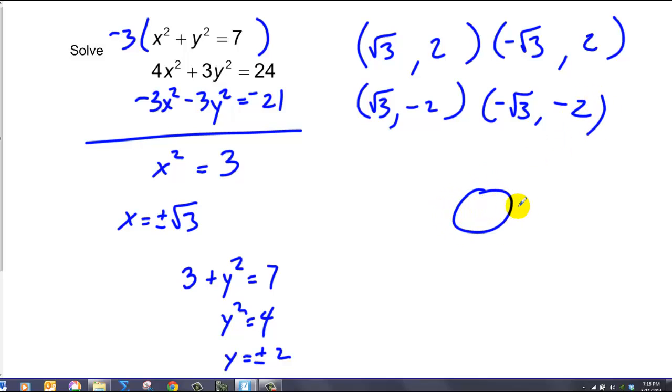Makes sense. Circle, ellipse, something like that, centered at the same point, therefore symmetric solutions. It's really all we've got.